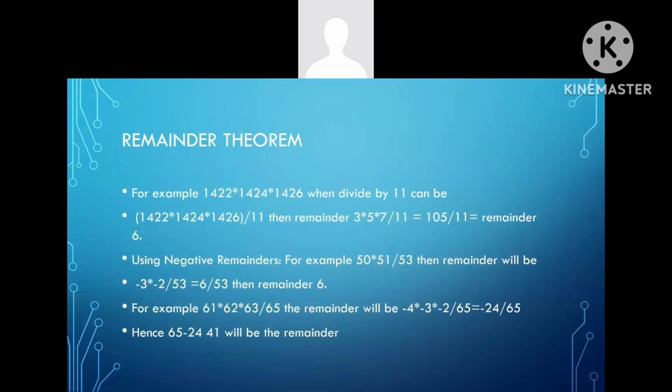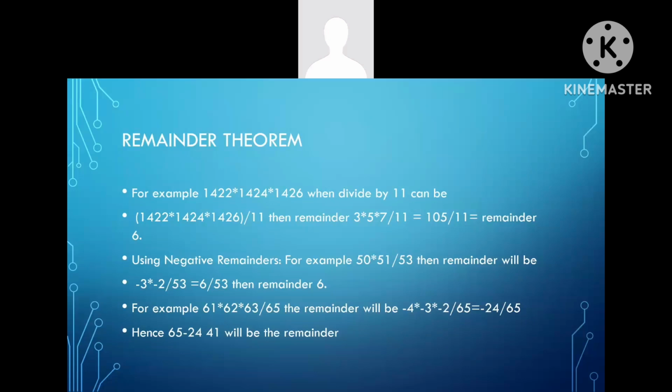Let's discuss the remainder theorem. For example, 1422 into 1424 into 1426 when divided by 11: 1422 divided by 11 leaves remainder 3, 1424 by 11 leaves remainder 5, 1426 by 11 leaves remainder 7. Then the remainder will become 105 by 11. Then the remainder is 6. Using negative remainders, for example, 50 into 51 by 53, the remainder will be minus 3 into minus 2 by 53, which equals 6 by 53. Then the remainder is 6.